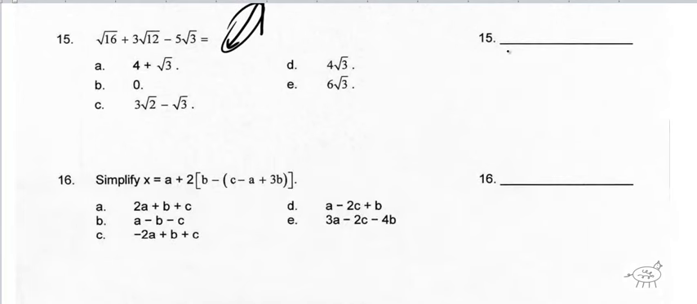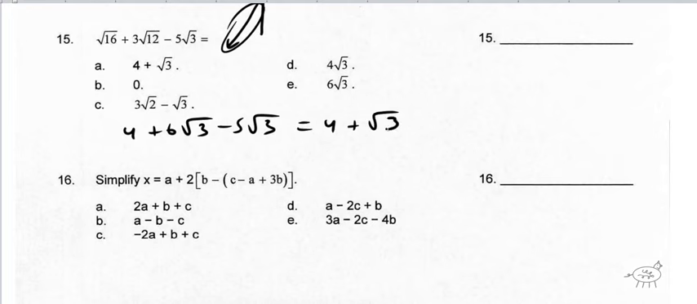Okay, so next one, just a little exercise in radicals. So radical 16 is 4. Radical 12 is 2 root 3, so that's plus 6 root 3 minus 5 root 3. So I get 4 plus root 3, which is A.